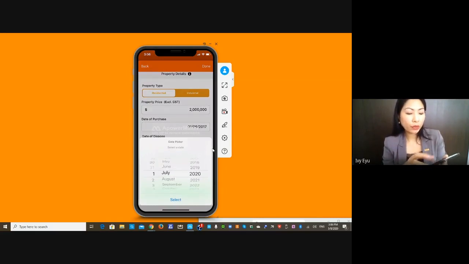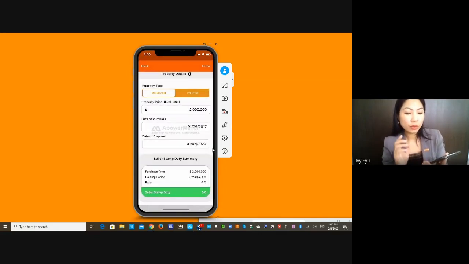And then I propose to him, maybe we shall do it on July the 1st. That means a 1 month difference. So you can see from the calculator, the moment I input 1st of July 2020, he actually fulfilled the minimum 3 years and 1 month, and he doesn't have to pay that additional seller stamp duty. So this is important as we are serving sellers.